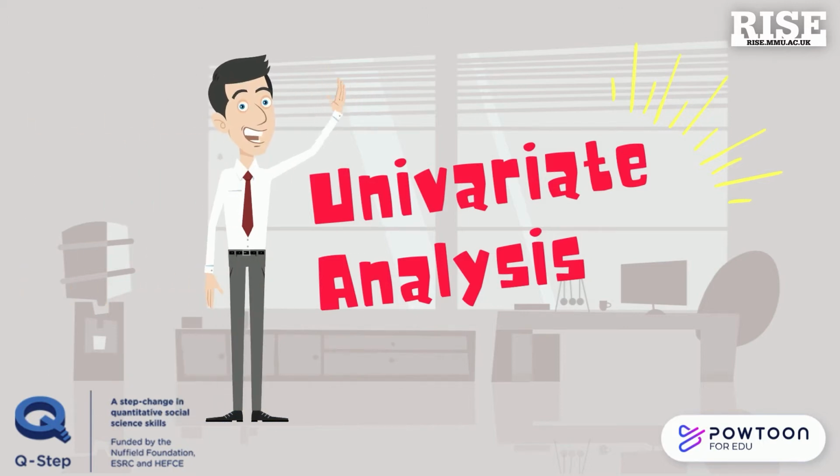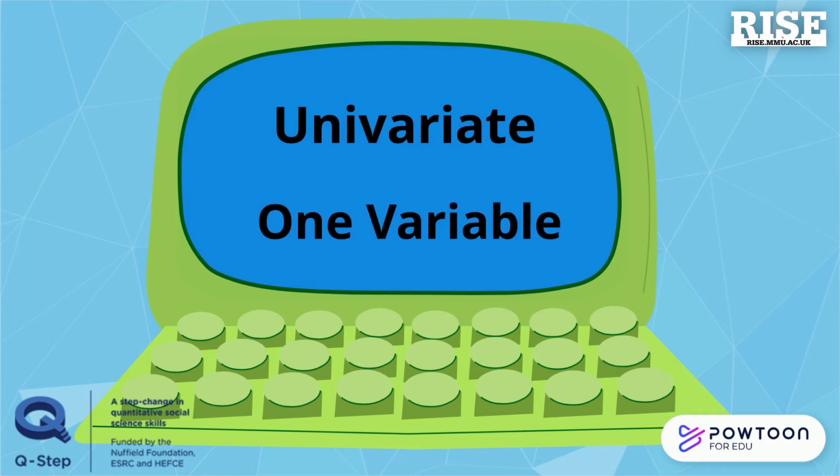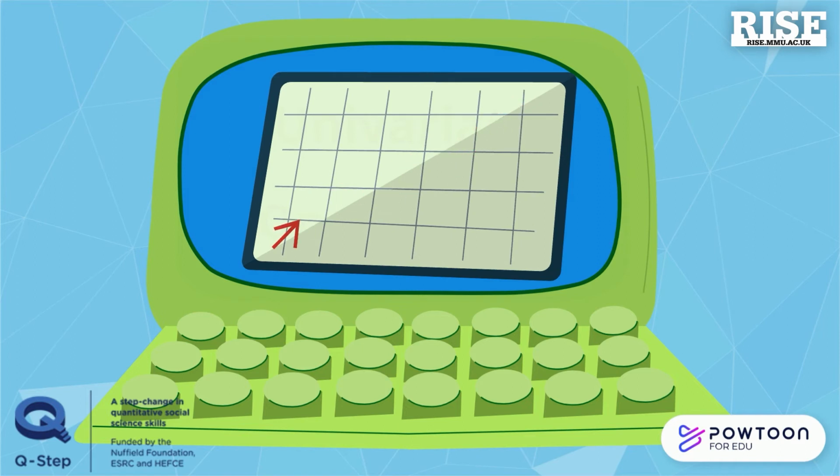Welcome to Univariate Analysis with Rise at Manchester Met. Univariate simply means one variable, and this is often presented in the form of a chart or a table.